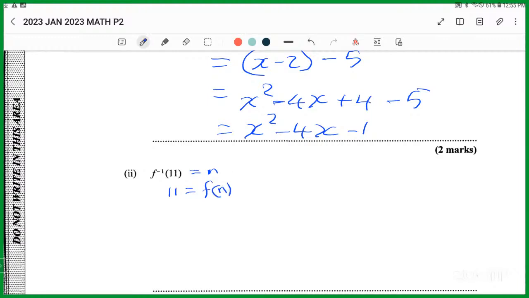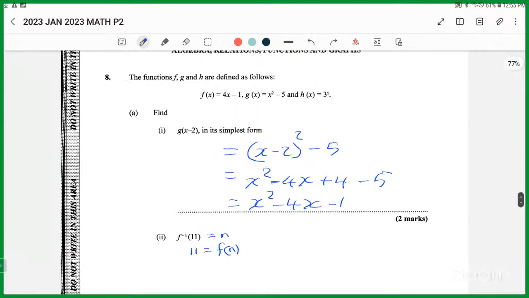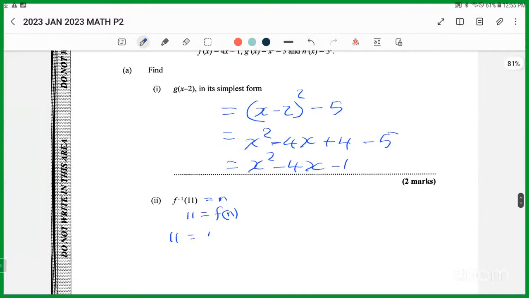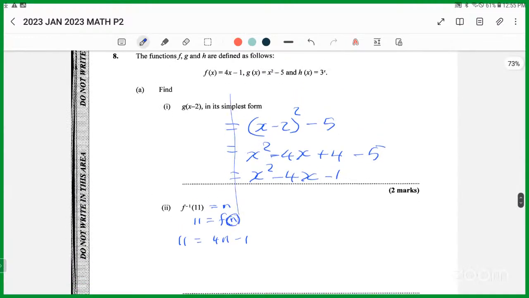When you find n, you find the answer. What is f of n? F of n is when you put n in this function. You put n in right here. So it means that 11 is equal to 4n minus 1. I will take the n and put it in here, and I will solve this for n. When you find n, you have your answer.